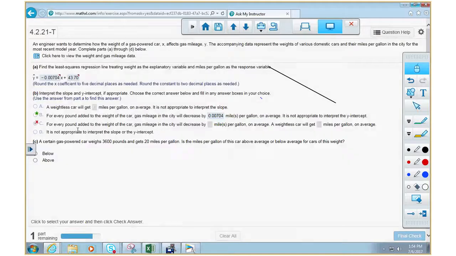The correct answer is B. What did I miss? It says it's not appropriate to interpret the y-intercept. Why? There's the y-intercept right there. Oh, I know. Is it reasonable for a car to be weightless? No. That's why. I wasn't thinking.